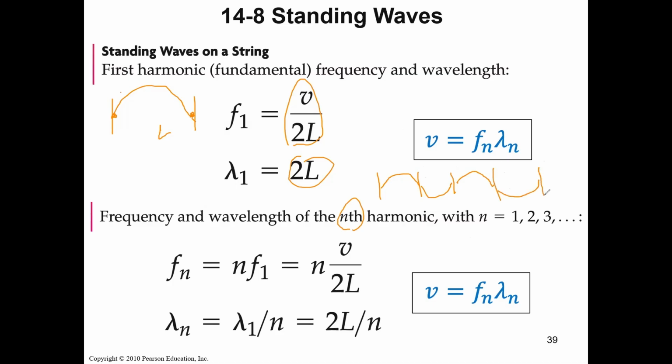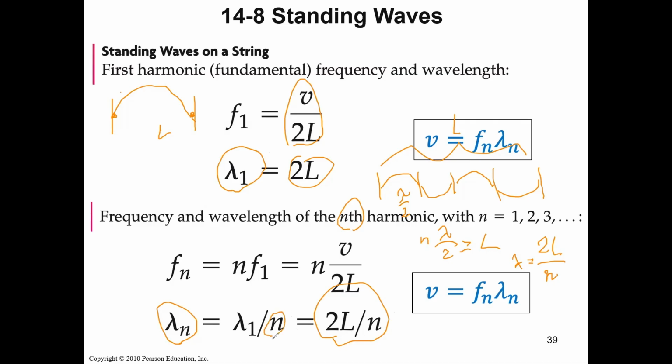For example, the fourth harmonic will have 4 half wavelengths. So n times half wavelengths equals the distance between the two walls, and the distance between the two walls is L. From there, we derive that the wavelength is 2L divided by n. And the wavelength is basically the fundamental wavelength lambda 1 divided by n.